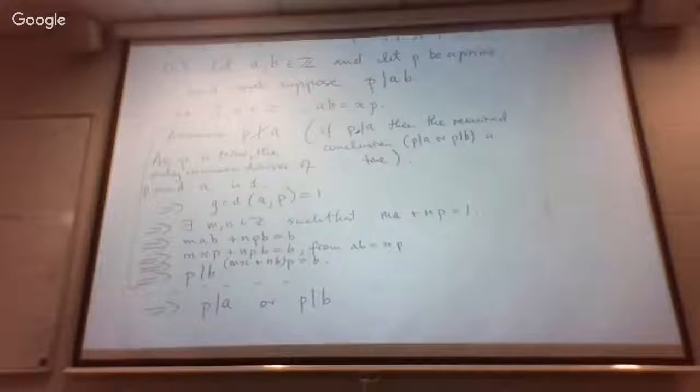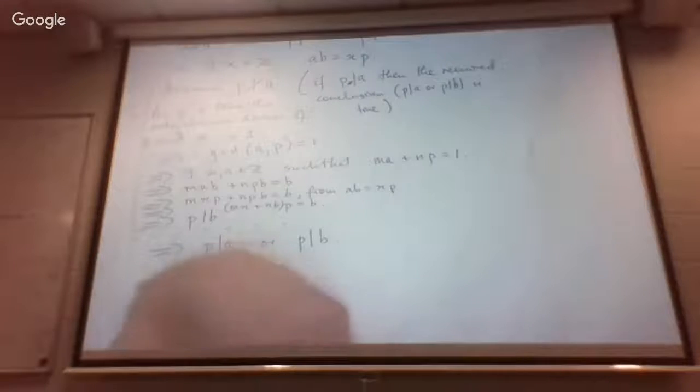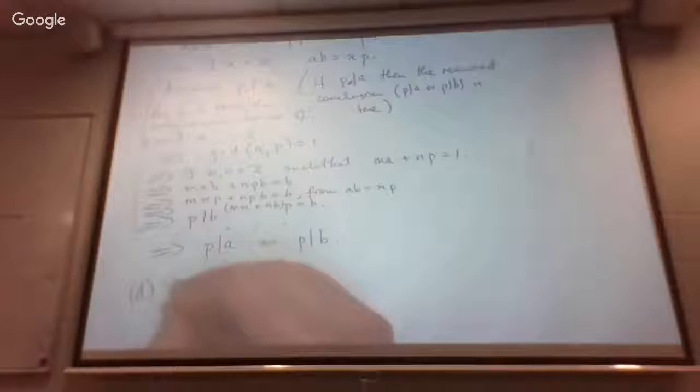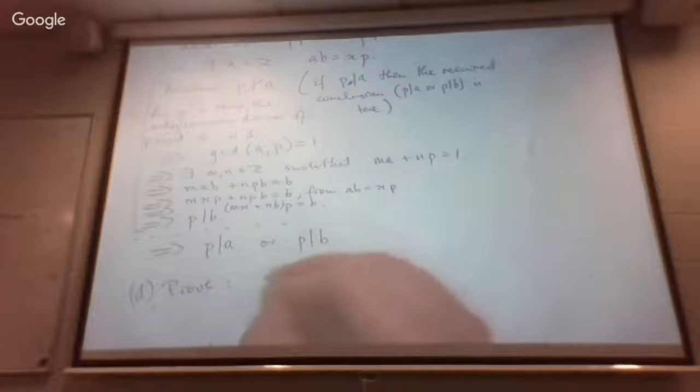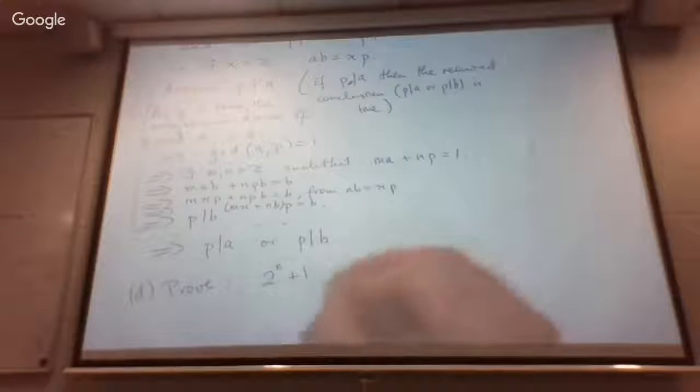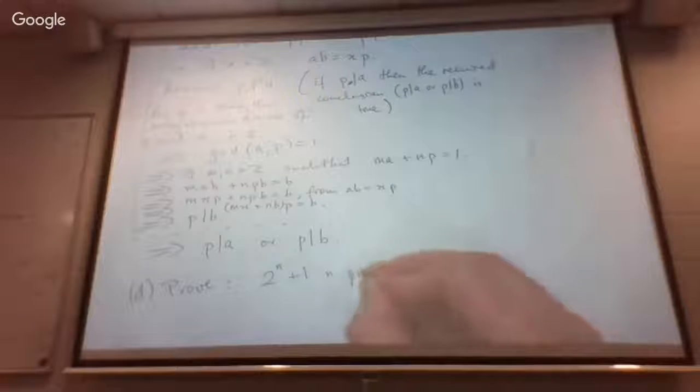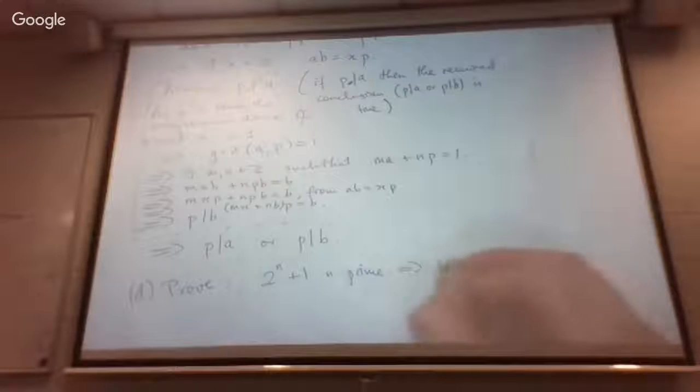Okay, let's have a look at part D. So part D says prove that 2^n plus 1 is prime implies that n is prime.